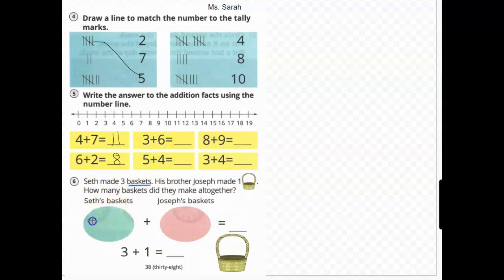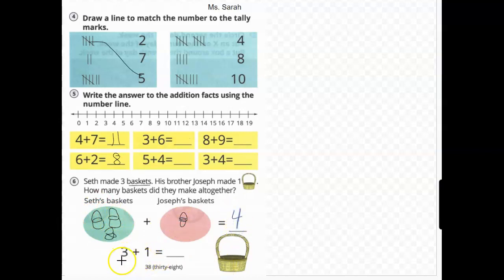So Seth made 3 baskets. They have like a bottom here, and then they kind of go up. And then I think they have like a little bucket on them like that. 1, 2, 3. There's my buckets. So he made 3 baskets, and his brother Joseph made 1 basket. There's my baskets. So how many do they have together? 1, 2, 3. 1 more is 4.